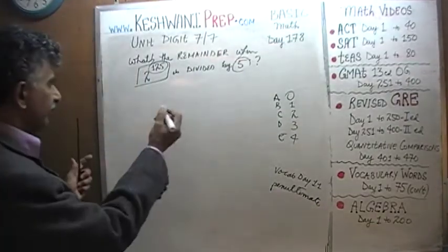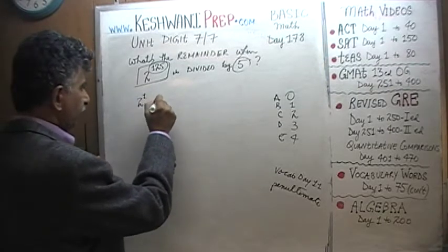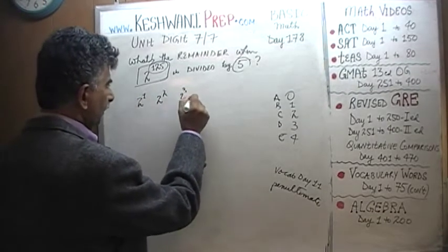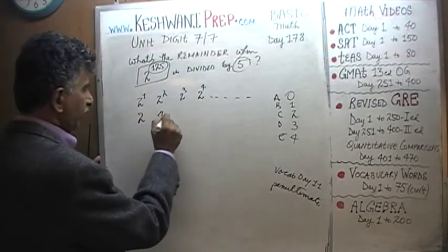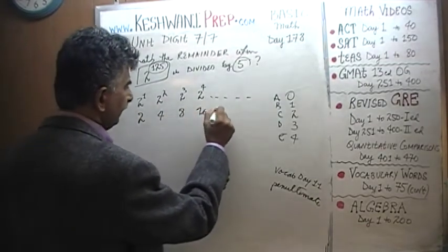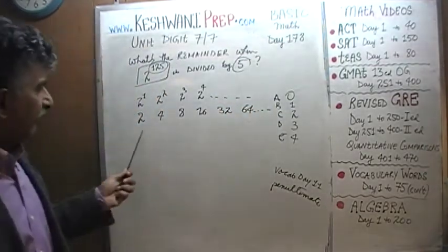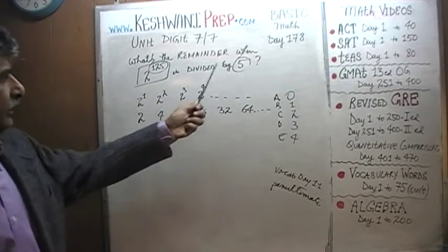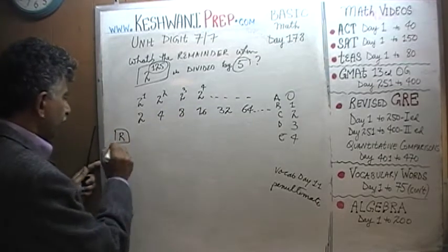So we're going to start out with something simple. 2 raised to 1, 2 raised to 2, 2 raised to 3, 2 raised to 4, and so on and so forth. 2 raised to 1 is 2, then we have 4, then we have 8, 16, 32, 64, and so on and so forth. Let's find out what happens when we divide this quantity by 5. We're going to divide this quantity by 5, and we're going to make a note of the remainder.